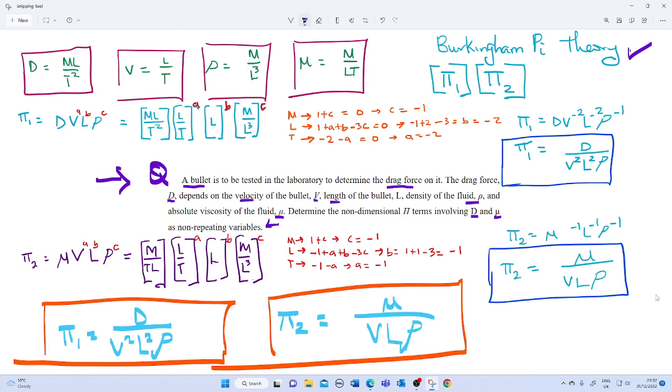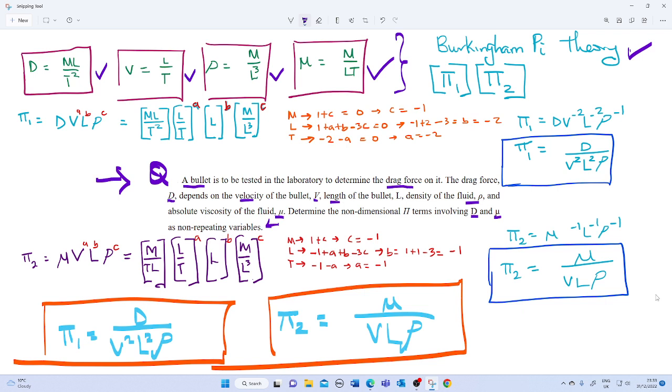Now, our drag equation is M L over T squared, and our velocity is L over T, and our density is M over L raised to power 3, and our mu, which is viscosity, is M over L T. These are the dimensional equations of all the parameters given.